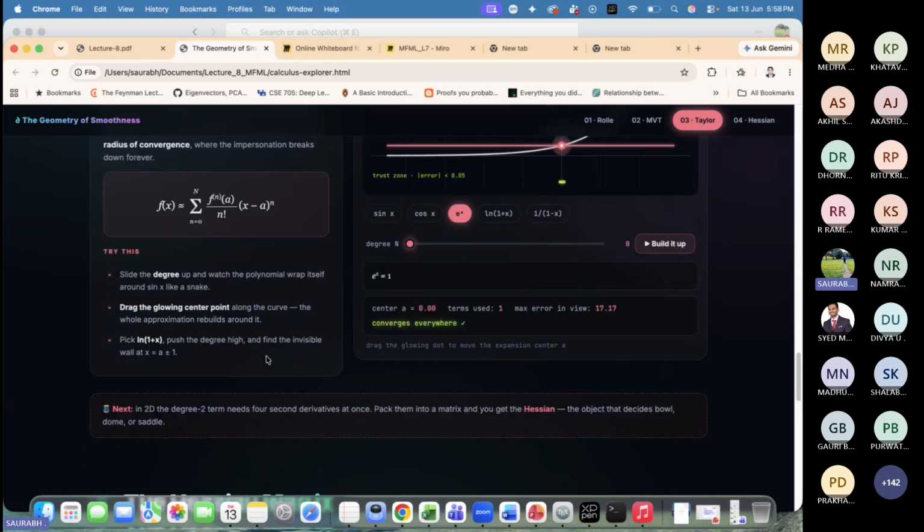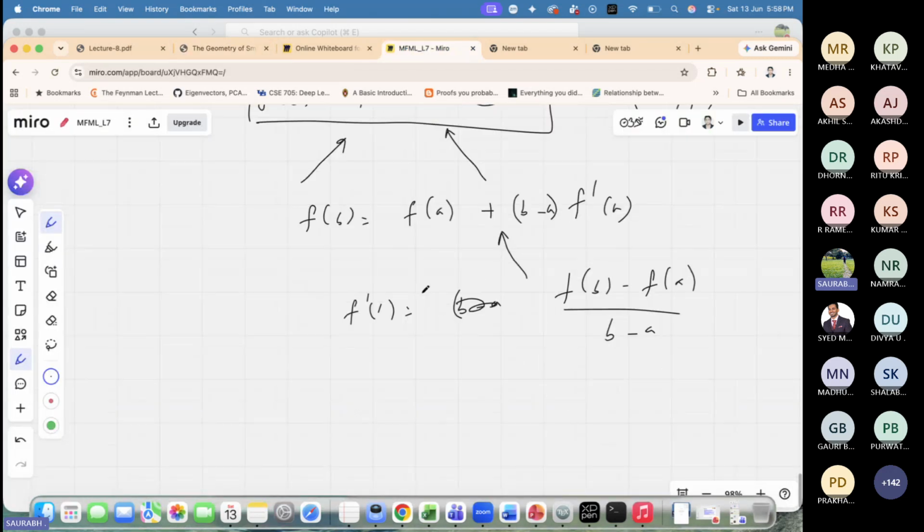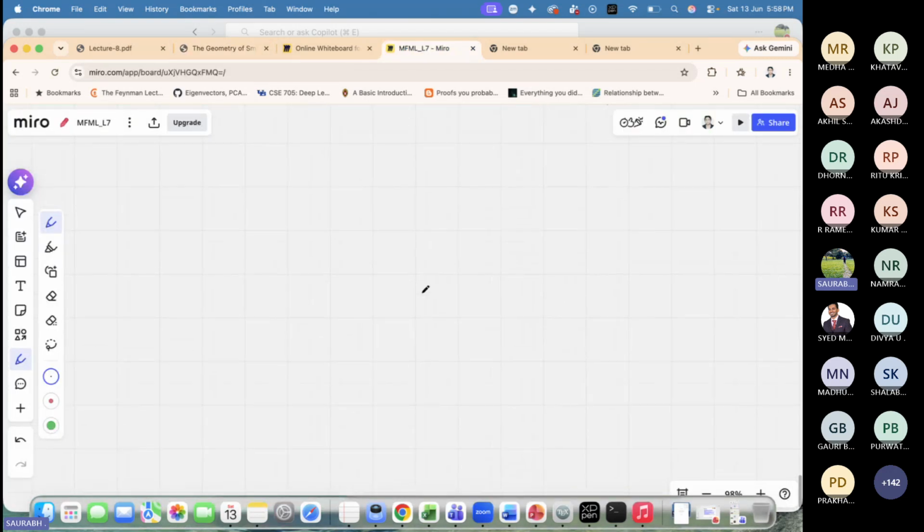The kind of questions that are going to be asked in your exam will not be one variable questions. They will be questions on two variables like these. So if your idea of the Taylor series is, let's say, just a minute.